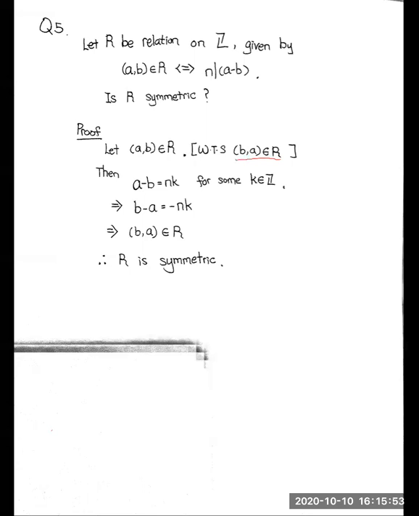So here, since (a, b) is in R, because of this relation, we can write a - b = nk for some integer k. Then if we multiply -1 on both sides, we get the following: b - a = -nk. We can also write this as n times -k. -k is also an element in the set of integers, right? Therefore, we also have (b, a) is an element in R. Conclusion: R is symmetric.